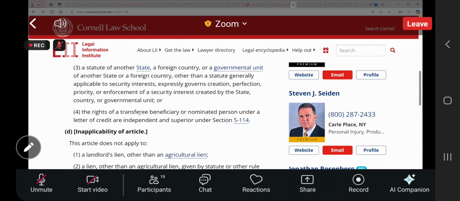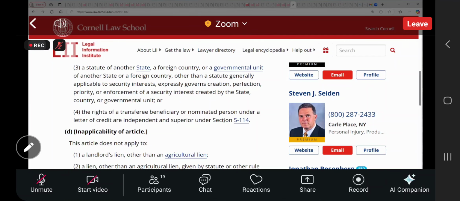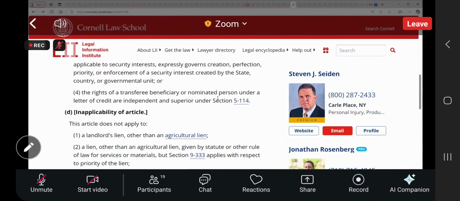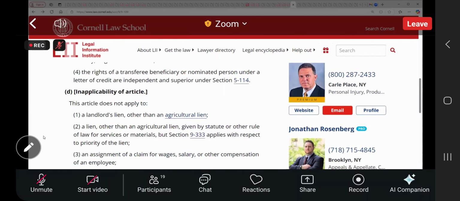Under section 4, the rights of a transferee, beneficiary, or nominee person under the letter of credit are independent and superior under section 514. So under this section it does not apply, but under 514 you can do it. We're not going to go into 514 yet.